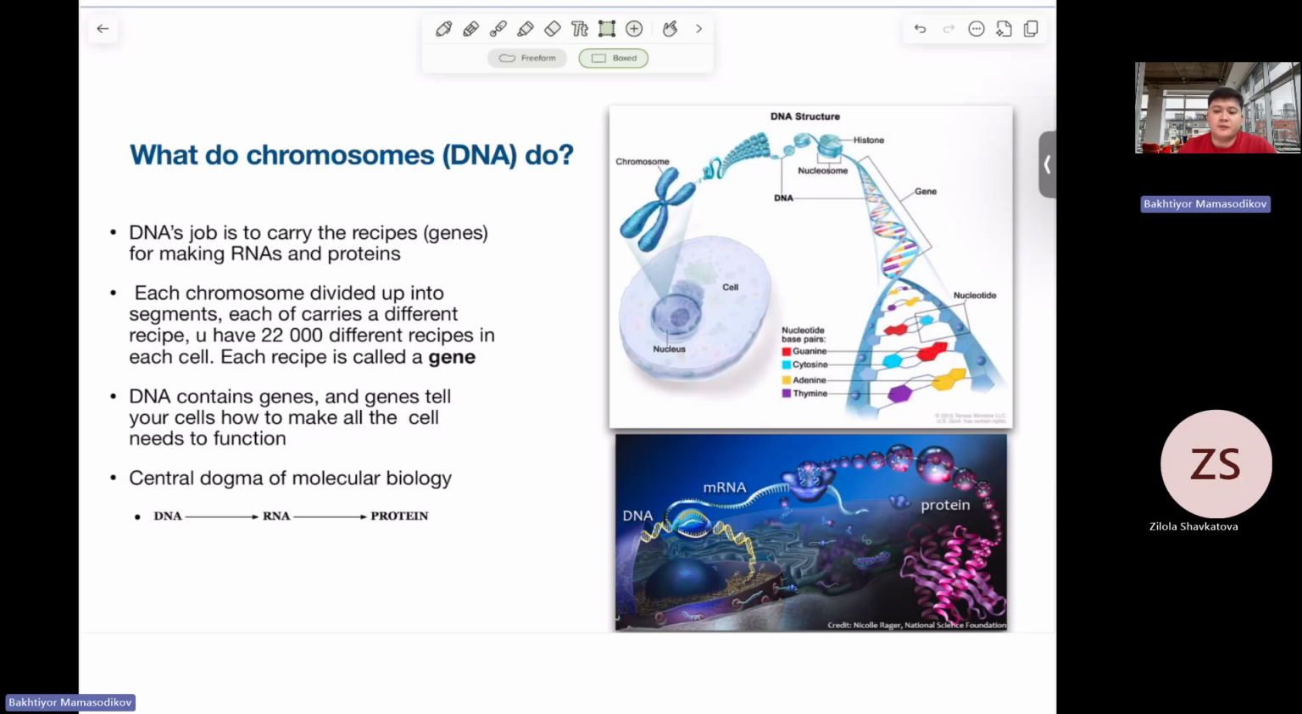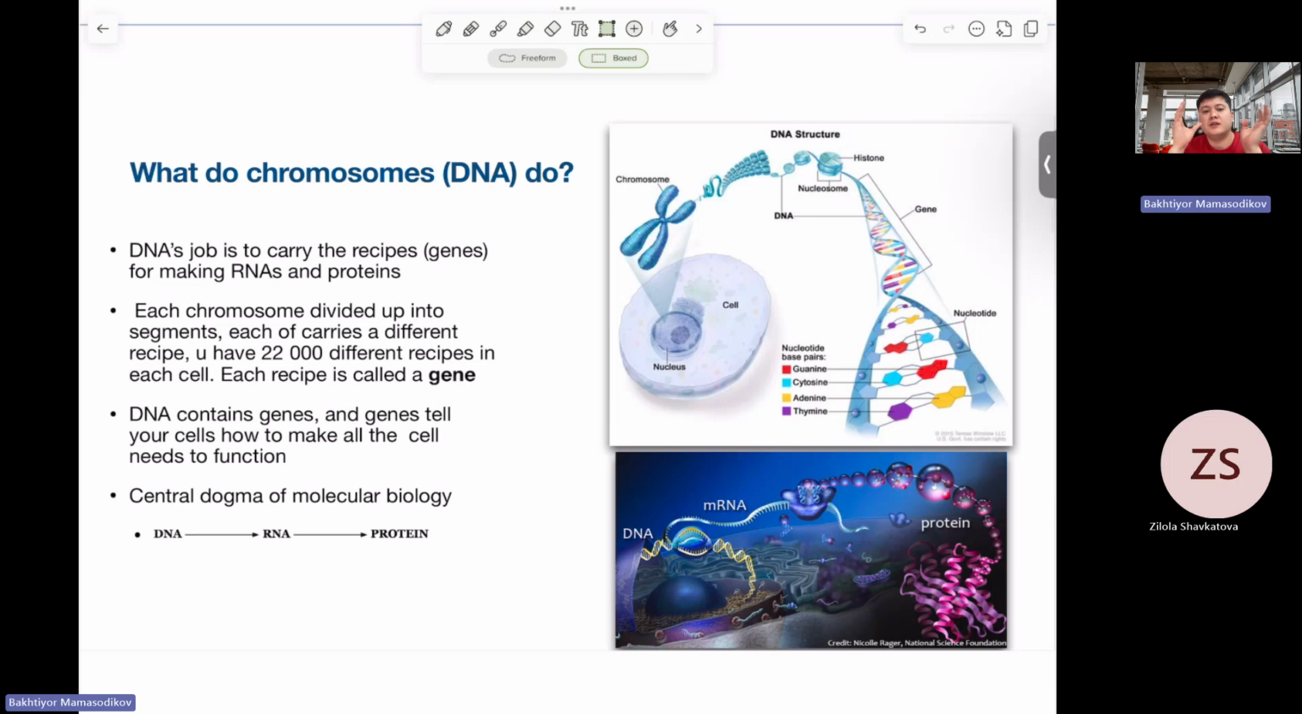Imagine your cell is a big restaurant kitchen, okay? DNA is a master cookbook inside the head chef's office. The head chef's office is the nucleus, and inside of it there is the DNA, the master cookbook. This cookbook holds all the recipes. Those recipes we call genes, to make all the dishes the kitchen needs.